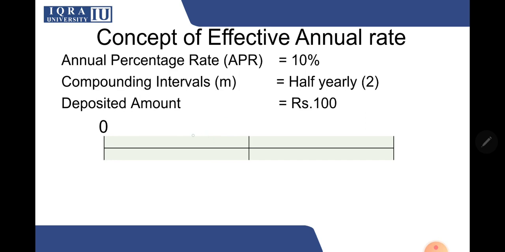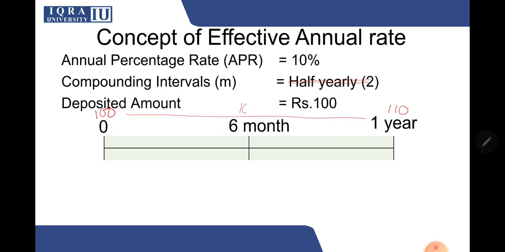So assuming that the compounding interval is not half yearly and you're getting interest only once a year, that would mean that if you deposit 100 now, 1 year later you will have 110 because of the 10% interest. During the year you got the interest of 10 and your final balance 1 year later is 110. Now, the concept of effective annual rate says that because the interest is being paid twice a year, the APR is not telling you the correct interest rate. In reality, you are going to be earning more.